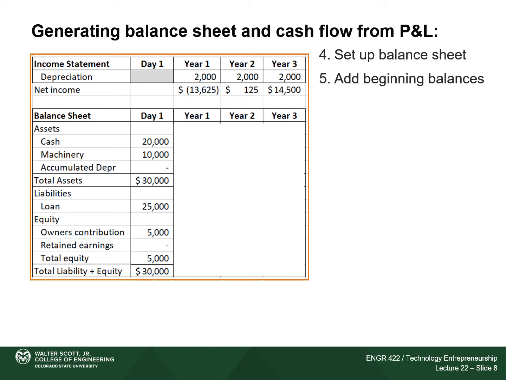The $30,000 came from a $25,000 loan and $5,000 that the owner put in. So that is what a balance sheet might look like for your business when you start out.